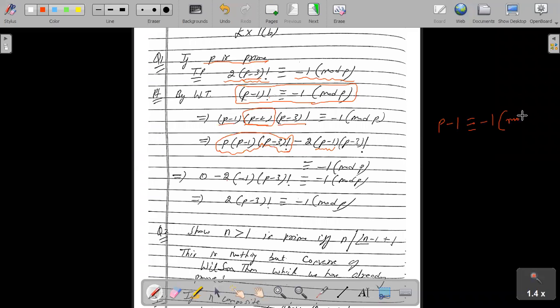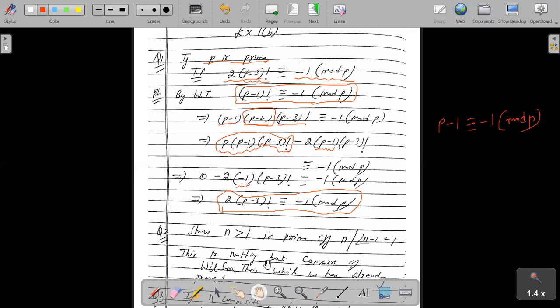Minus 1. P minus 1, so the remainder of P with P will be 0. So what will it be? Minus 1. So in place of P minus 1, I wrote minus 1. I did not touch the 2 because we need it. So minus 2 into minus 1 will become 2. So 2 into (P minus 3) factorial is congruent to minus 1 mod P. This is what we had to prove. Is it clear, children?